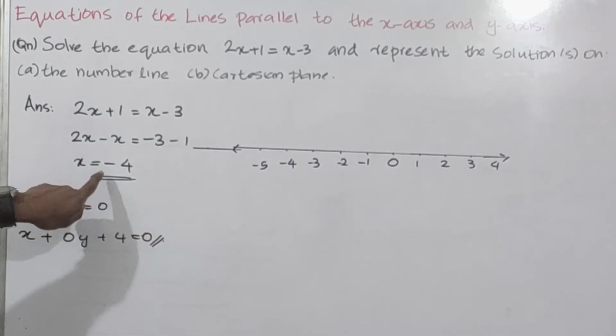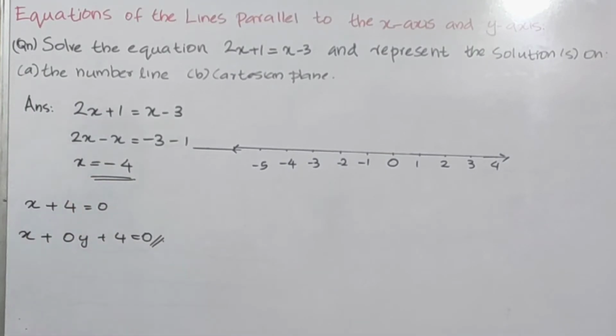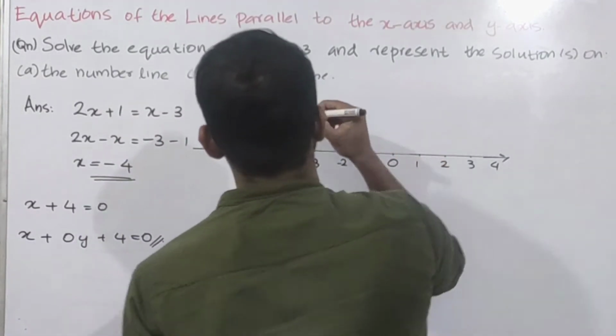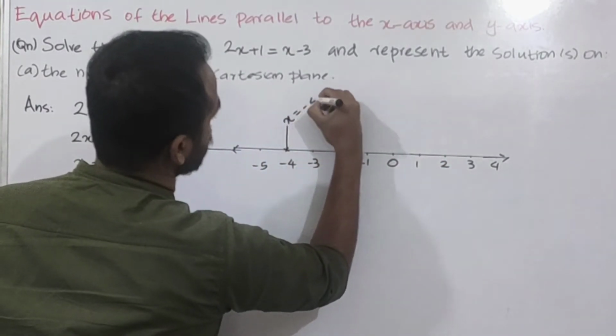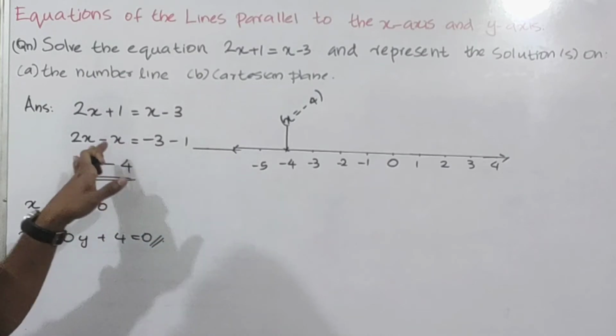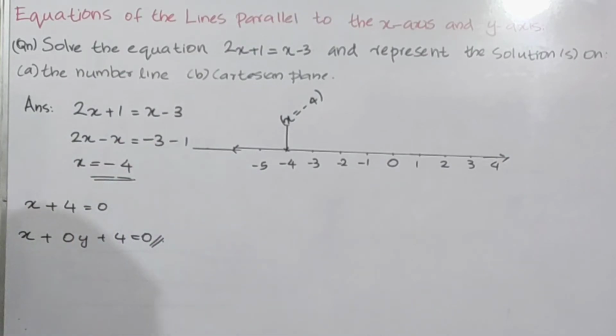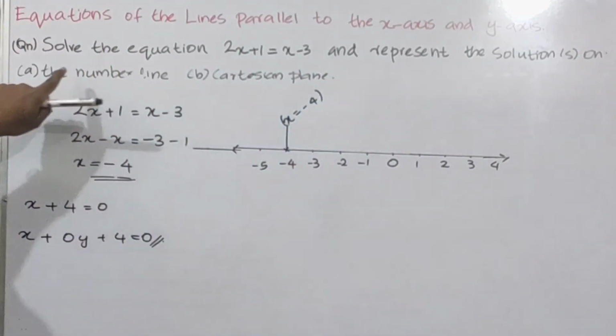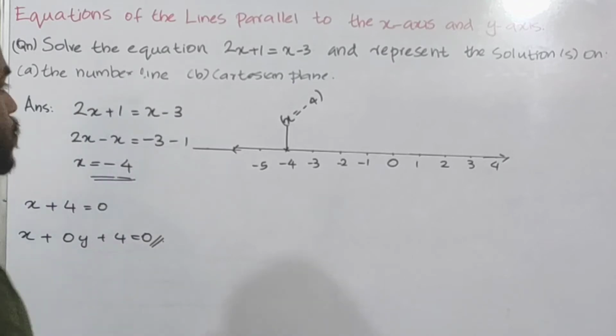We can mark the point x is equal to minus 4. How can we mark? We will mark like this. So this point is called x is equal to minus 4. No complication, it's easy. Such questions can be asked in the examination: plot the point x is equal to minus 4 on the number line. Now this is how the first part is done. So we have represented the solution on the number line.